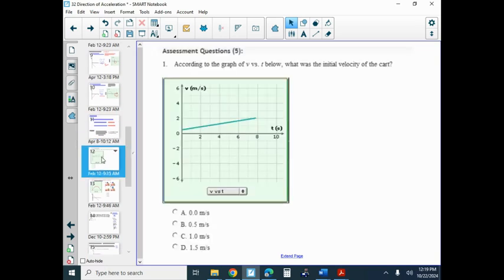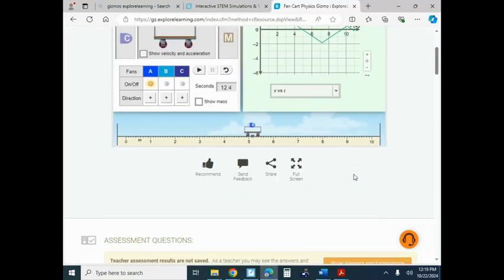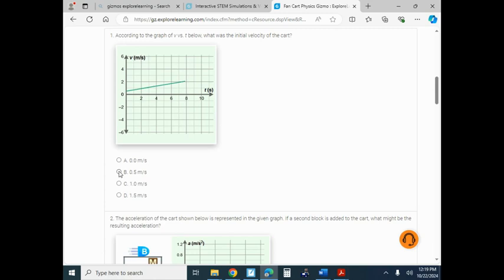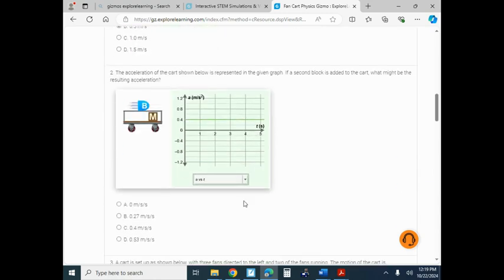about this stuff, right? So Gizmos has little questions to do with this, so you can quiz yourself if you want. According to the graph below, what was the initial velocity of the cart? That should be pretty easy. So it's going to be like the 0.5 number, right? So I guess we could go and do the quiz itself here. Questions. So 0.5 looks like.